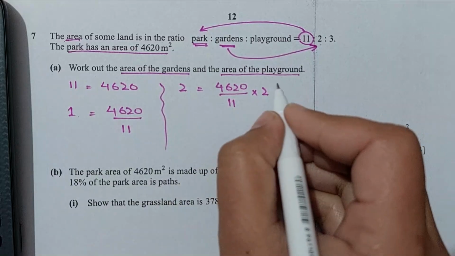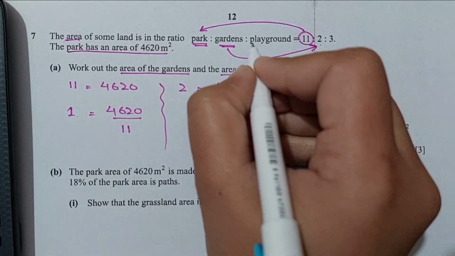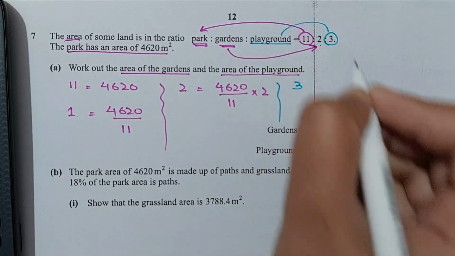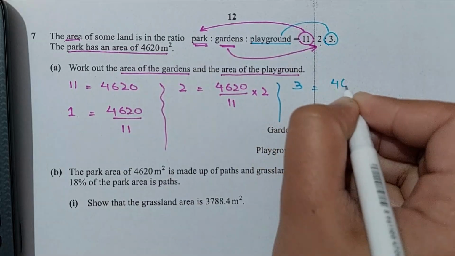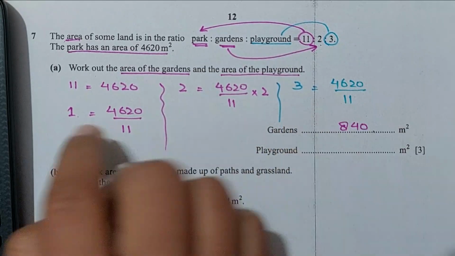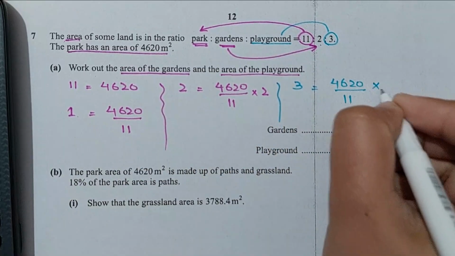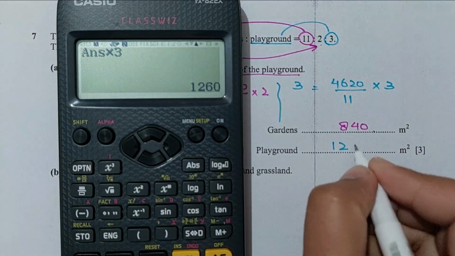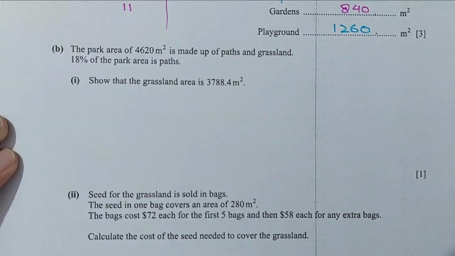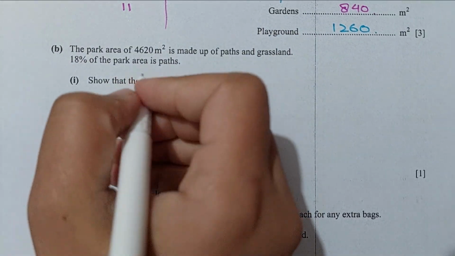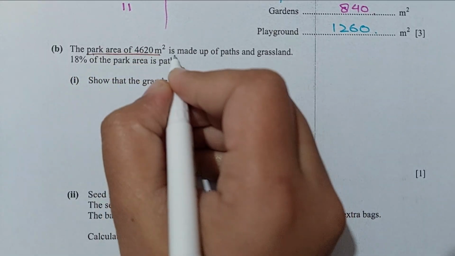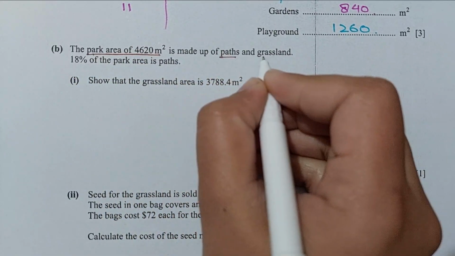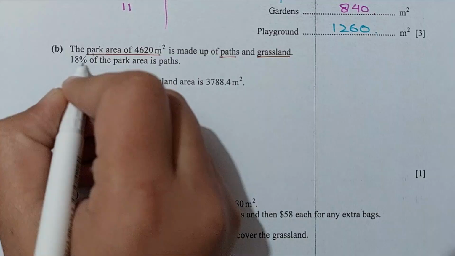Right, now what does 3 represent? Because 3 would be for the playground. So 3 is 4620 over 11. So we have to make 3 on both sides. So times by 3 on both sides. Okay, 4620 over 11 times 3 is 1260.